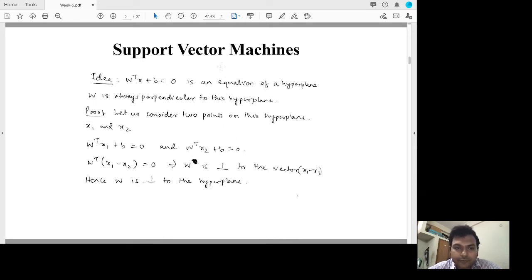The proof goes as follows. Let us consider 2 points on this hyperplane, x1 and x2. Both of them are lying on the hyperplane, so W transpose x1 plus b equal to 0 and W transpose x2 plus b equal to 0. If you subtract these 2 equations, then it becomes W transpose (x1 minus x2) equal to 0, which shows that W is perpendicular to the vector x1 minus x2, hence W is perpendicular to the hyperplane. So the first question is, from W transpose (x1 minus x2) equal to 0, how can we conclude that W is perpendicular to the vector x1 minus x2? Can somebody say?